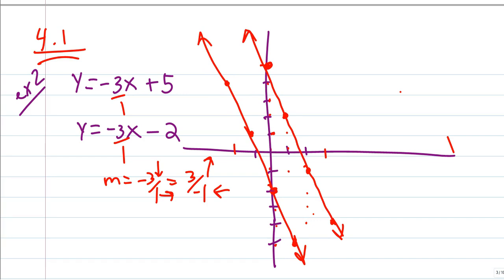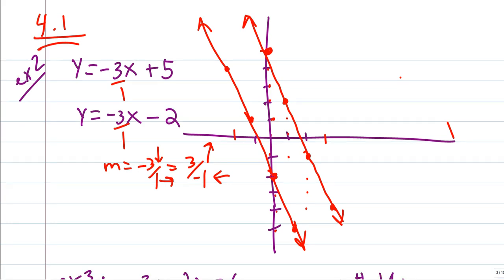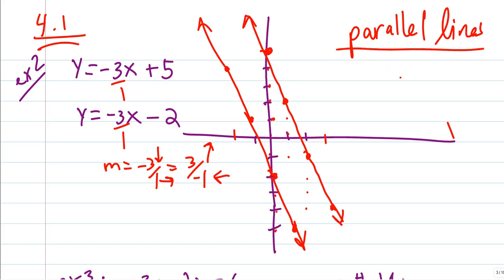So what's our solution? Remember, the idea is we are trying to look for the point they have in common. We just graphed two lines that have the same slope. That means that the lines are parallel. So what will the solution be if there are parallel lines? Well, they will never cross, so they will never have a point in common, which means there will be no solution.